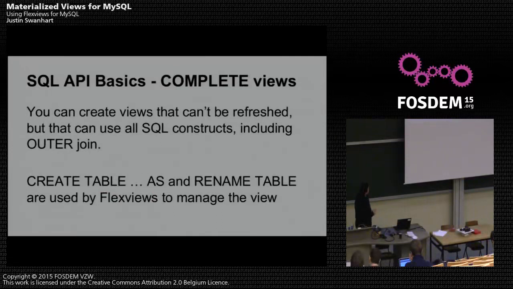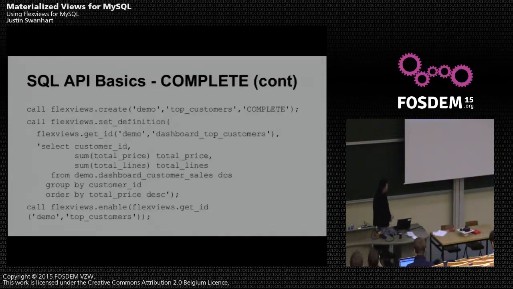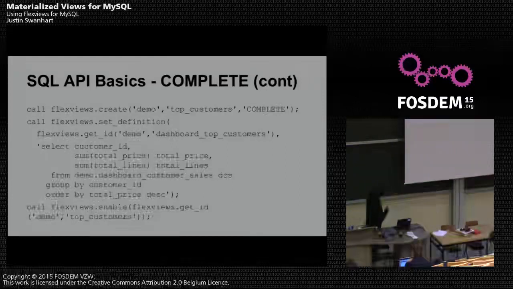Complete views, right? You can work on views that have outer joins or use group concat or whatever. Basically, it just uses create table select and rename table to manage the view. So here we create a demo top customers complete. We call Flexviews set definition. Flexviews get ID will get a materialized view ID if you don't know what it is. Then the select statement that actually represents what the view will contain.